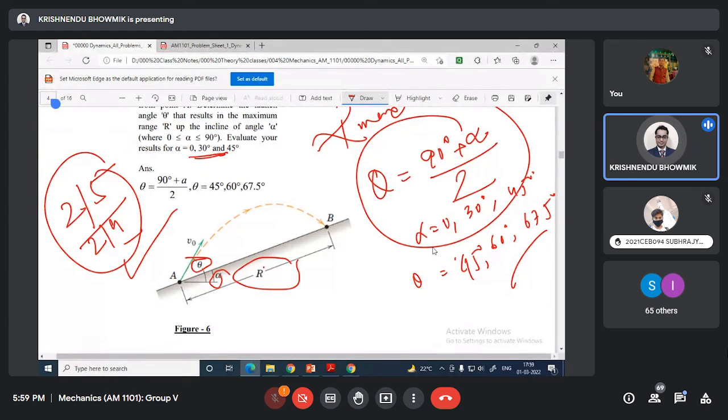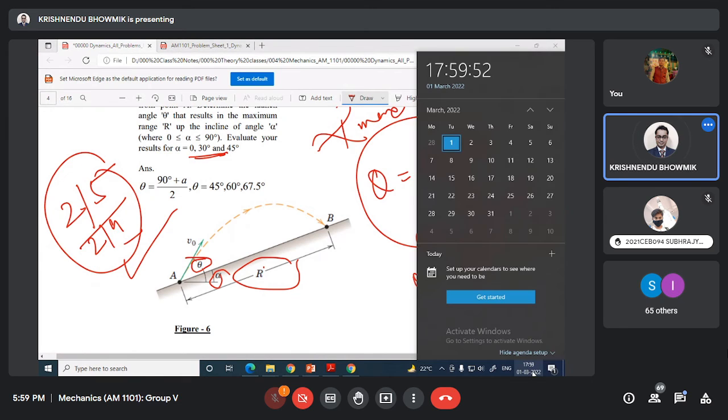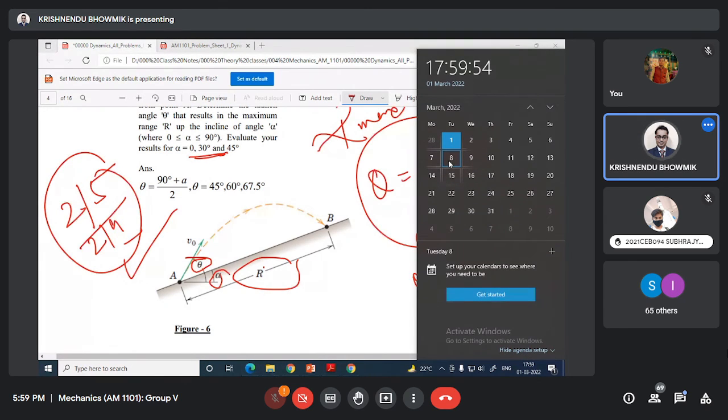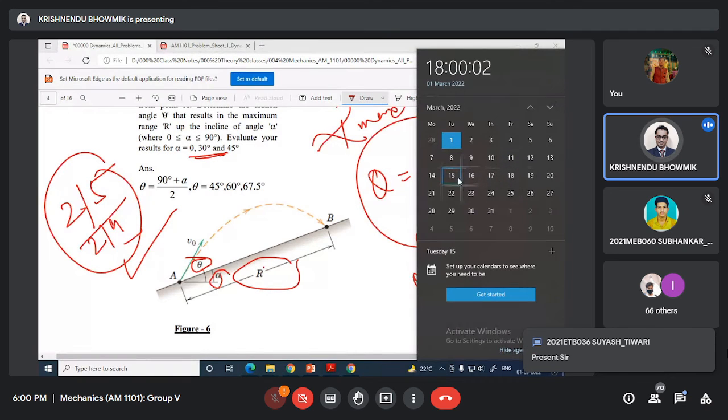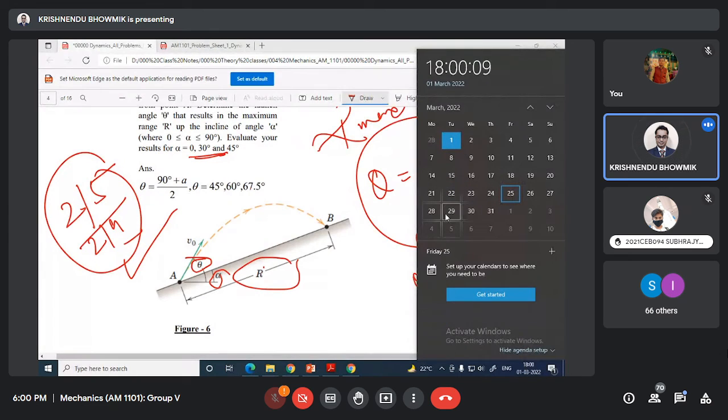Then next week, Tuesday, the remaining kinematics problems will be solved. Then kinematic discussions will be done. Then from the 11th will be kinetics. I need the 11th, 15th, I think Holi was there on the 18th. Then the 22nd and 25th. The syllabus will be over. Okay, there will be one class test and one will be revision.